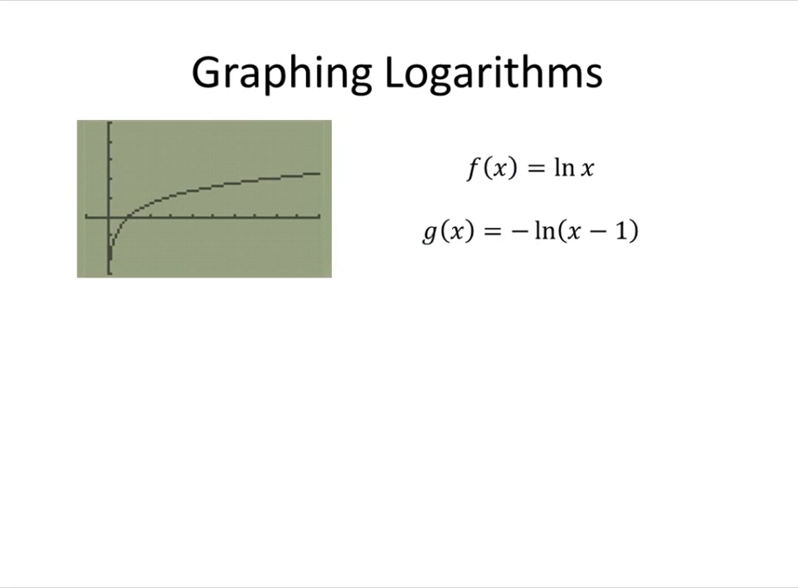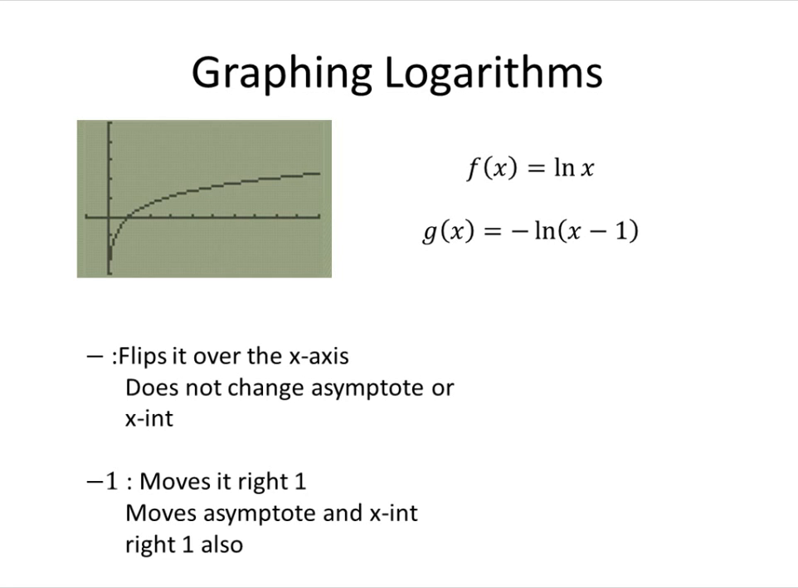Alright, now let's talk about graphing logarithms. Here we see the graph for our natural logarithm, and we want to do a couple transformations to this. We want to change it into g of x equals negative natural log of x minus 1. Now obviously what we're going to do is apply the transformations that each of these changes should cause to our graph. So the negative in front of the logarithm shouldn't be a big surprise, it flips it over the x-axis.